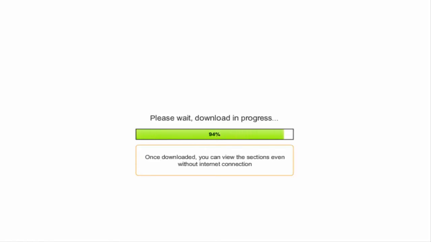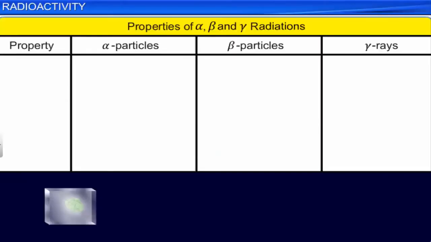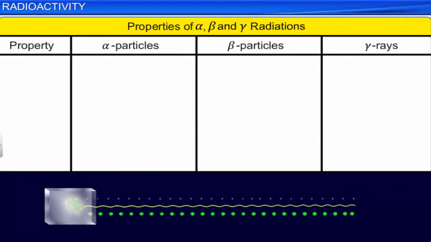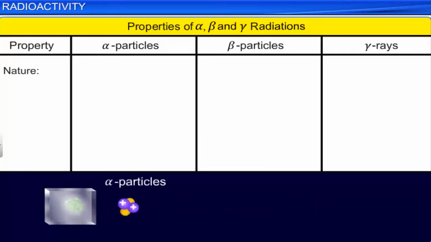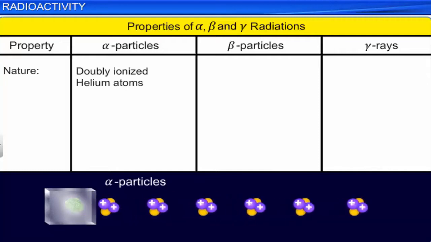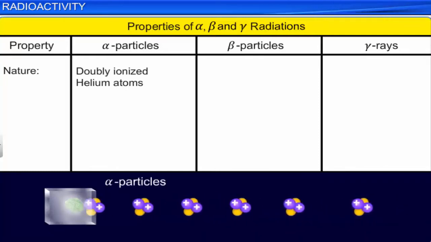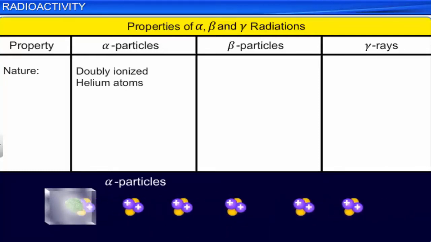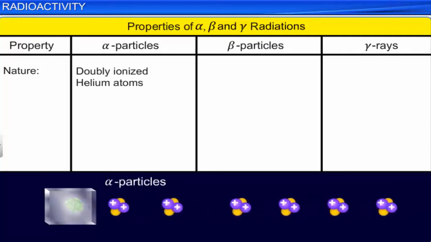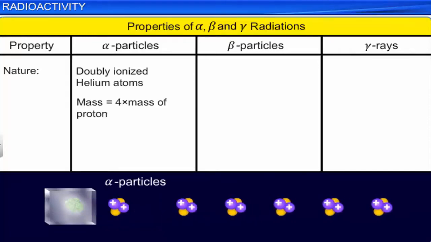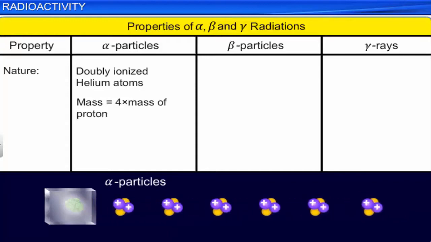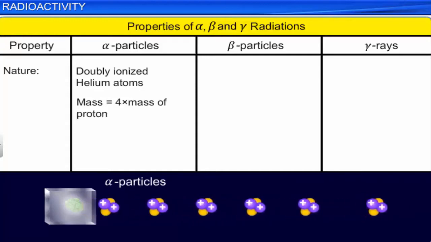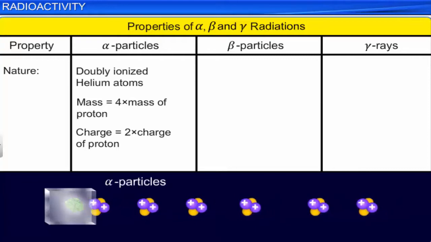Let us now study the properties of alpha, beta, and gamma radiations. Let us first study the nature of these radiations. Alpha particles are doubly ionized helium atoms, or simply the nuclei of helium. The mass of alpha particles is approximately 4 times the mass of a proton, and the charge is 2 times that of a proton.